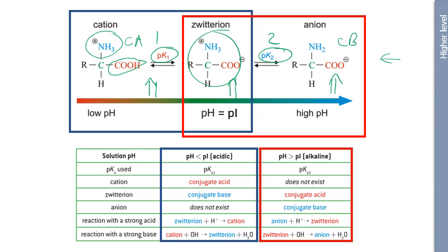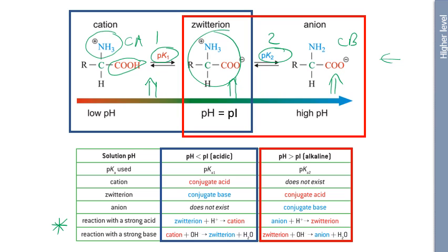In any aqueous solution, only 2 of the 3 possible forms of an amino acid can be present at the same time. One of these forms is always the zwitterion, while the other form is either the cation or the anion. Both the cation and the anion of the same amino acid cannot exist in the same solution because they would immediately react with one another to form zwitterions, which we see from these equations here.